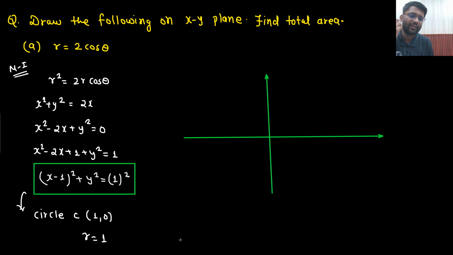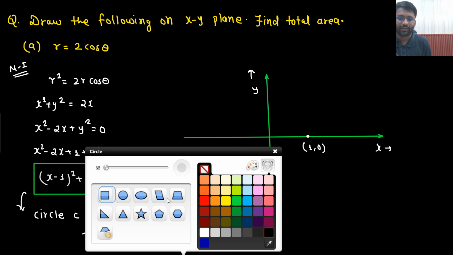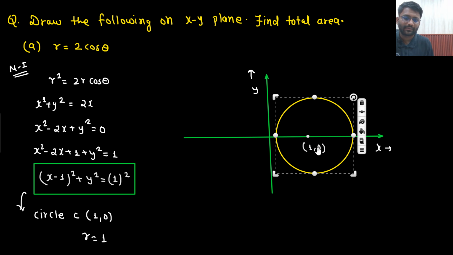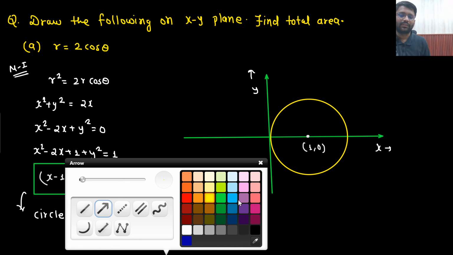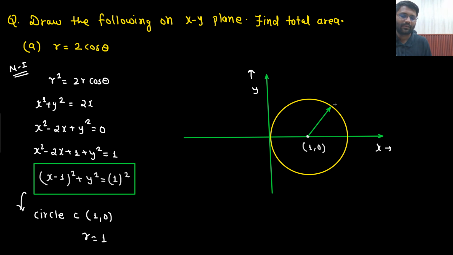In the xy plane, can I make this circle? Absolutely, sir, you can make this circle, centered at (1, 0) with a radius of 1. There you go. This is the radius of 1.